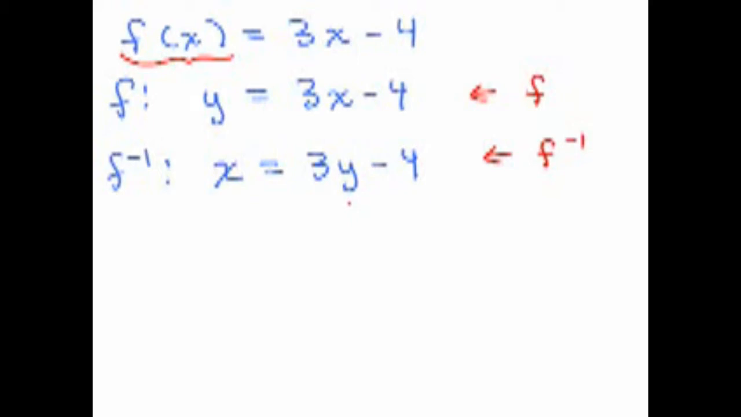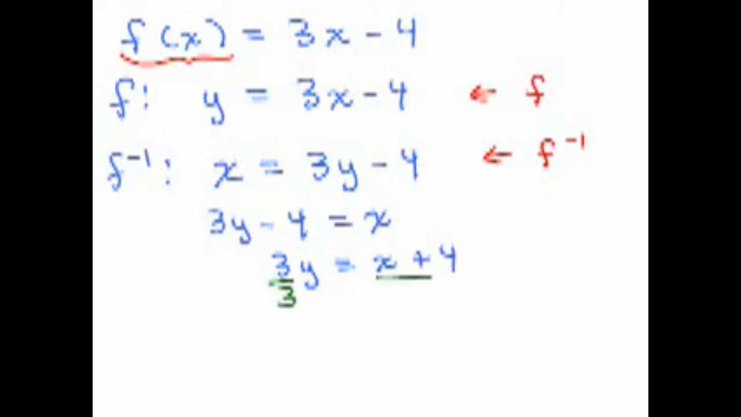To solve for y, since it's positive over here, I'm going to write this as 3y minus 4 equals x. Everybody hopefully agrees that's exactly the same equation. And now to solve for y, what do we do? We add 4 to both sides, so I have x plus 4. And then we divide everything by 3. And notice that'll give you y equals x plus 4 over 3.